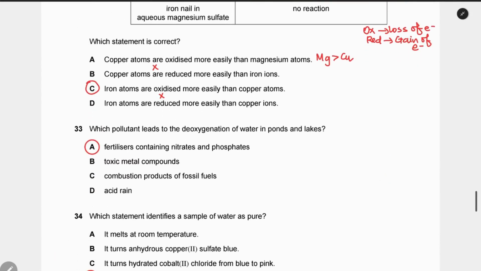Which pollutant leads to the deoxygenation of water in ponds and lakes? So we know that fertilizers contain nitrates and phosphates, which are the main pollutant.